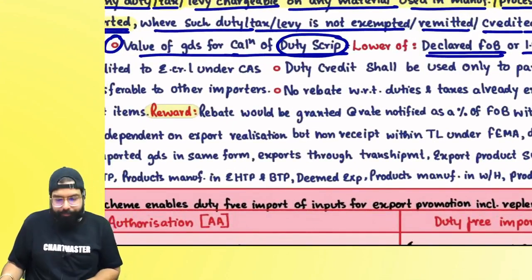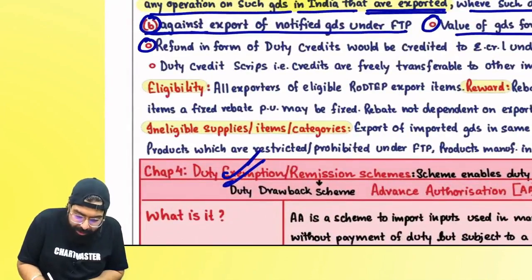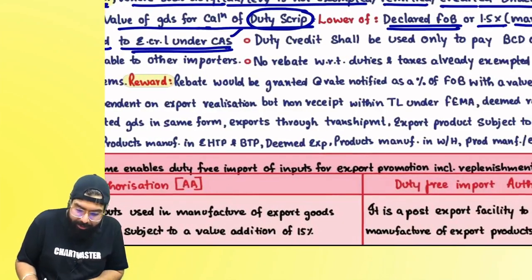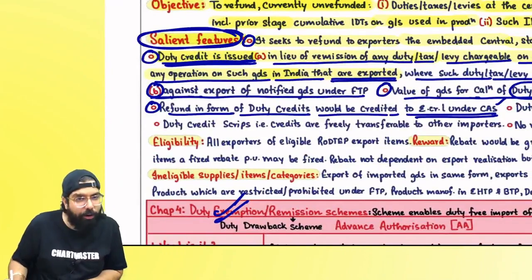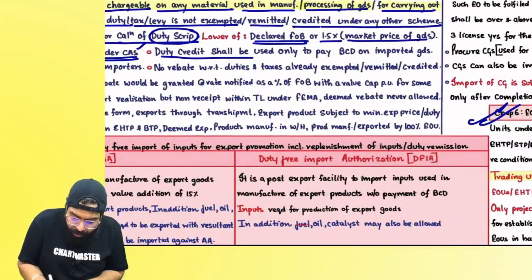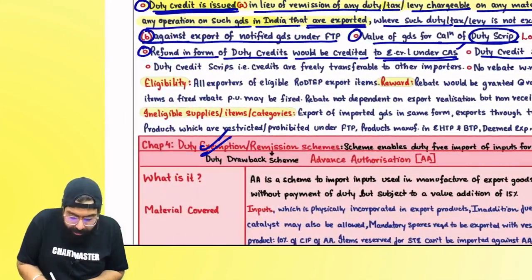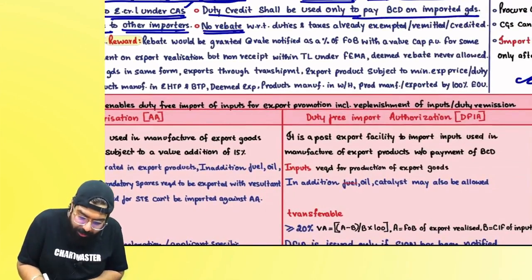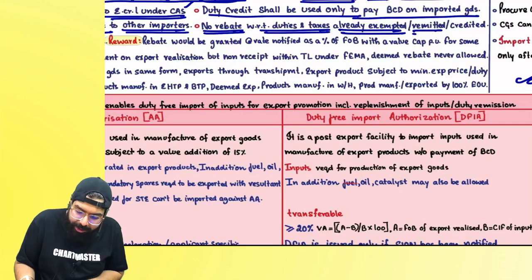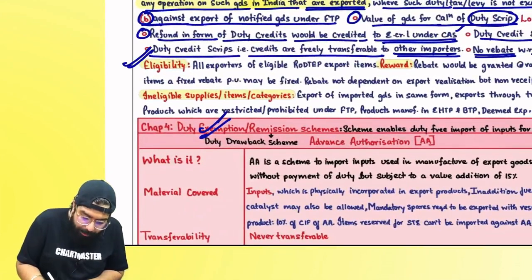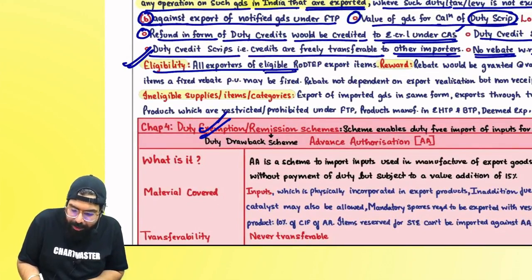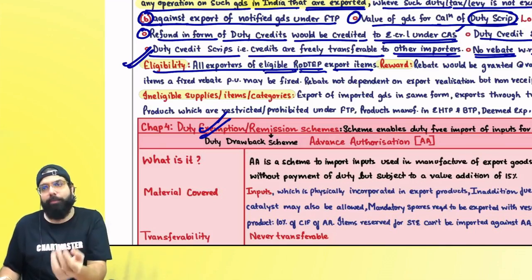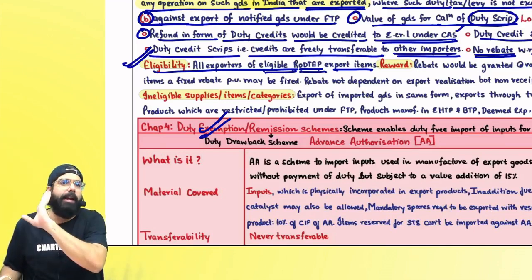On that, you will be given duty scrip. Then, the next one over here is, refund in the form of duty credit would be credited to the e-credit ledger under the Customs automated system. See, I am teaching you the salient features of the RoDTEP. Then, sir, duty credit shall be used only to pay basic customs duty. Then, duty credit scrips are freely transferable to other importers. No rebate with respect to duties and taxes already exempted, remitted or credited. Then, who are the people who are eligible? All exporters of eligible RoDTEP exported items. The list which I showed you, all those are RoDTEP items. If you are exporting those items, you can go ahead and take scrips.